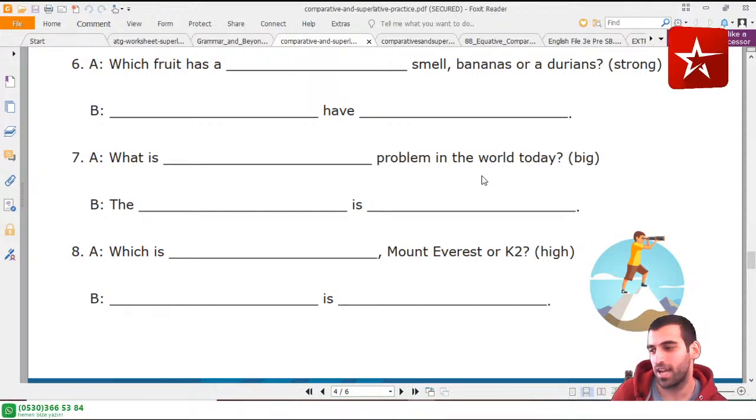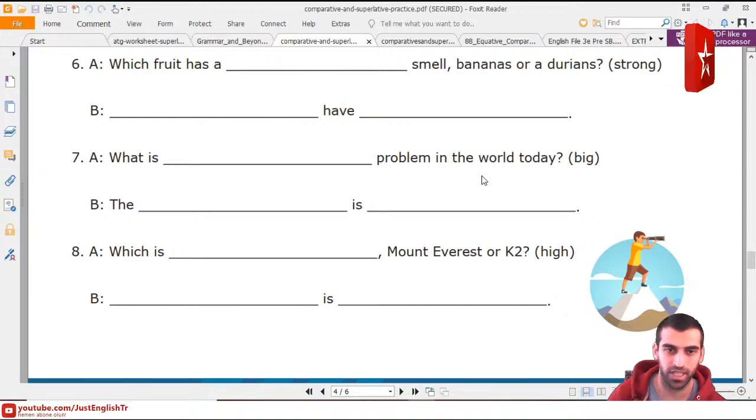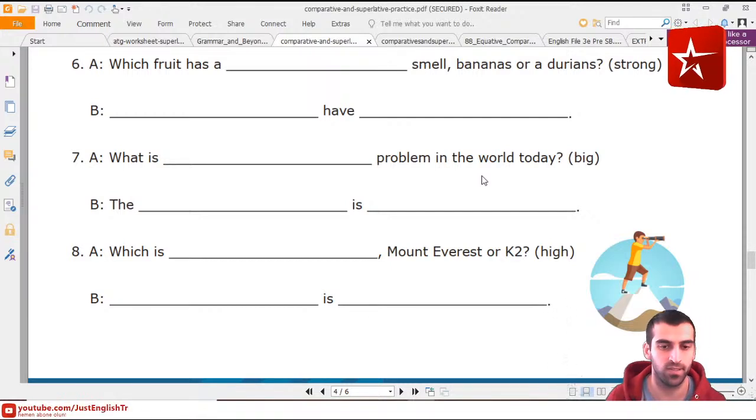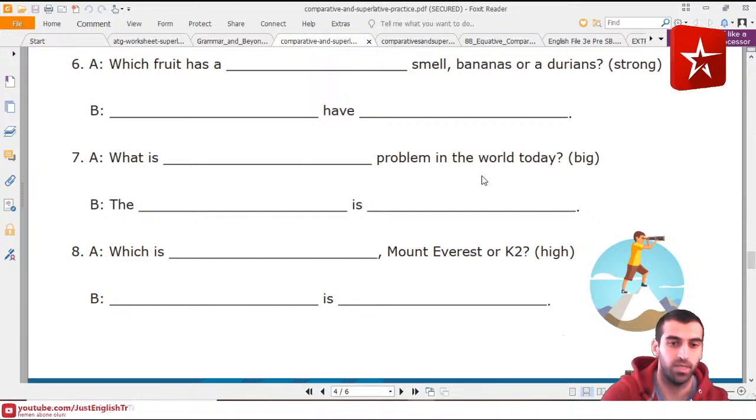Okay, guys, let's have a 15 minute break. And after the break, we will continue with the second part of today's lesson. I will be talking about quantifiers, and then we will have some exercises related to that topic. Okay, guys, see you in 15 minutes.